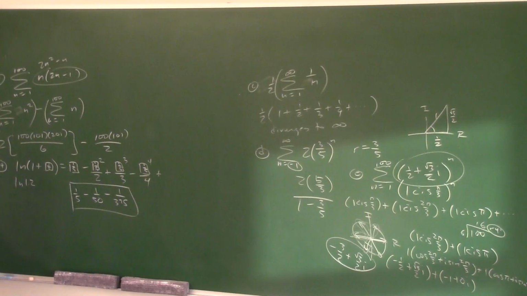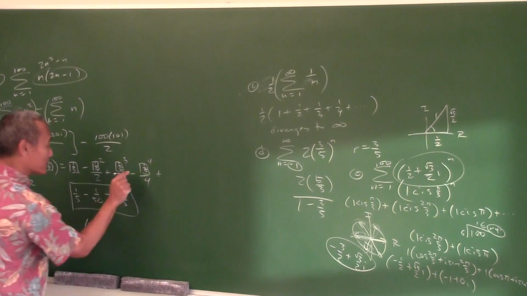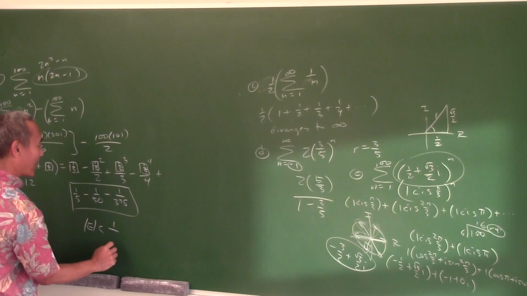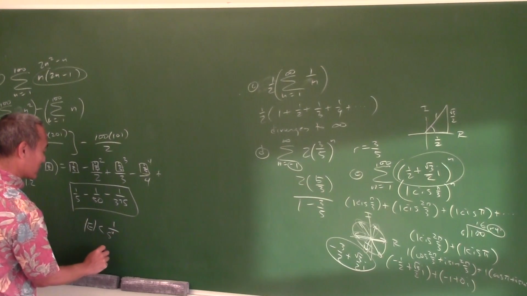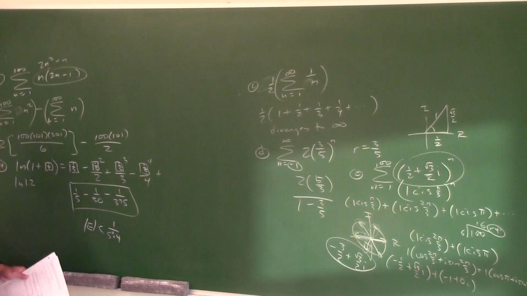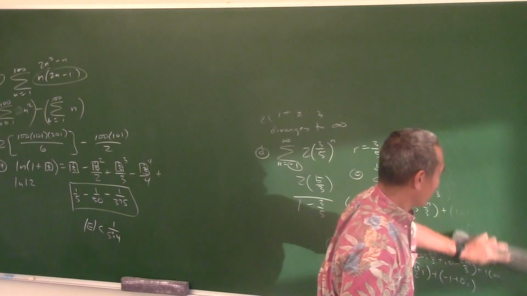And what's the magnitude of error? Well, you can use Leibniz's theorem. So the magnitude of error will be less than the first term you didn't use, which is 1 over 5 to the 4th, which is 625 times 4. I will leave the computation to you. Leibniz's theorem is quite easy to use. Just make sure you can use it though.